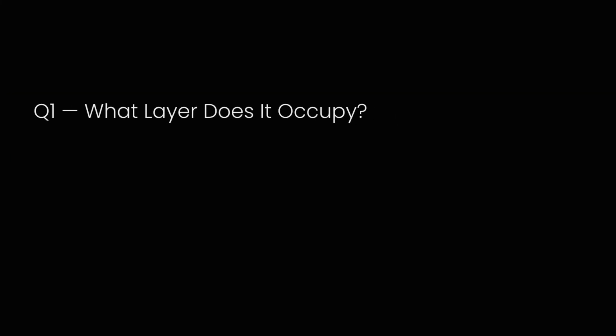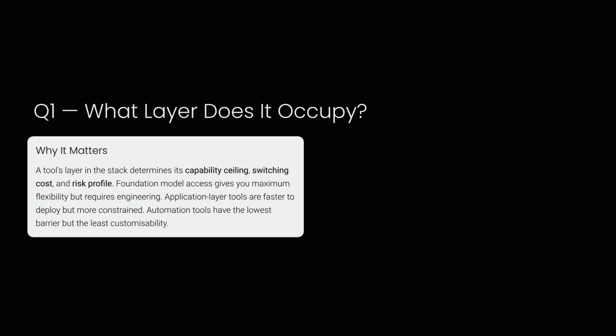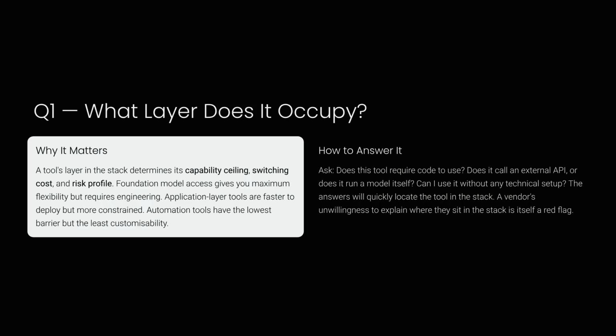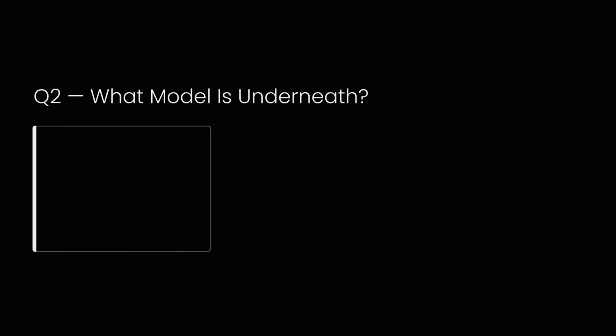The first question is, what layer of the stack does this tool occupy? This determines its capability ceiling and your switching costs. A foundation model gives you more power but requires engineering. Application layer tools are faster to deploy but more constrained. A vendor's inability to explain their position in the stack is a red flag. Second, what model is underneath?